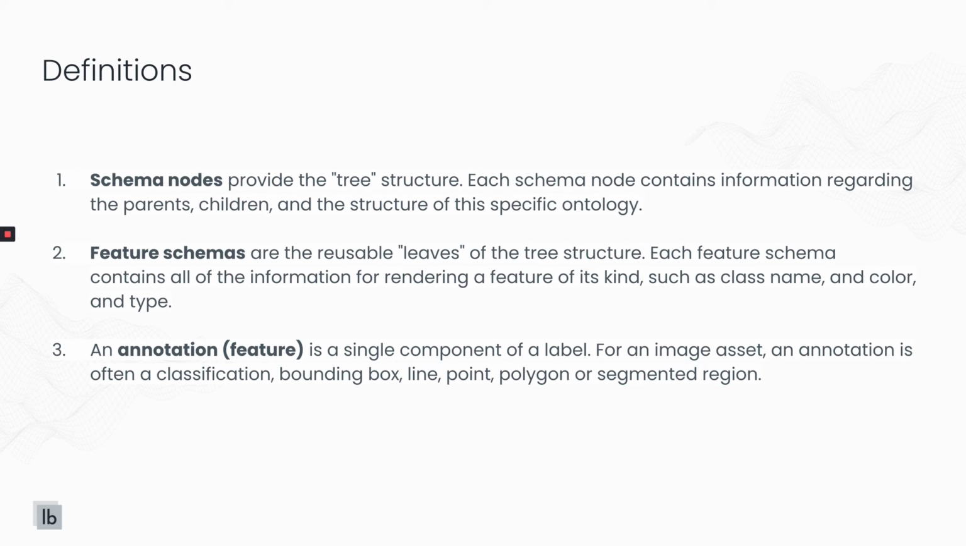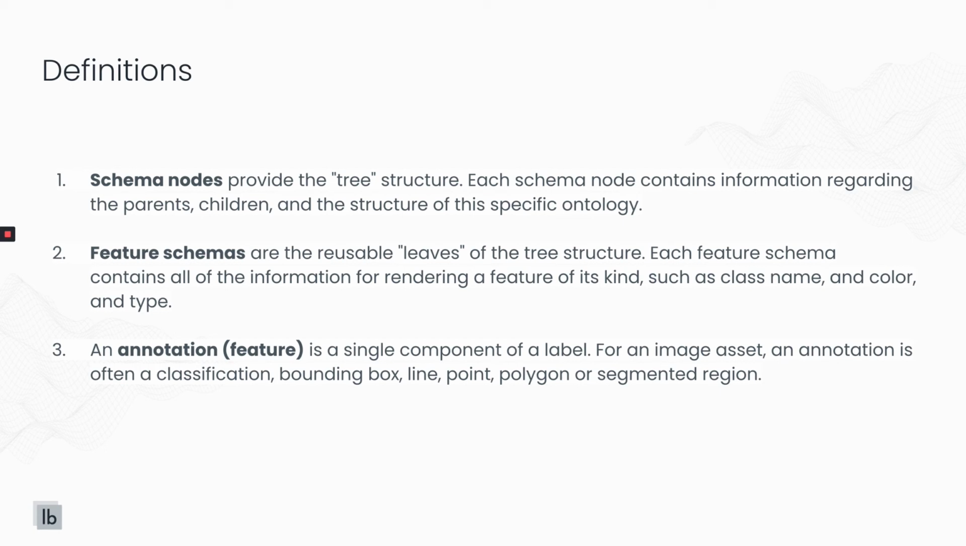Then there is feature schemas. Feature schemas are the reusable leaves of this tree structure. Each feature schema contains the information for rendering a feature of its kind, such as class name, color, and what type of feature or annotation it should create, such as bounding box, polygons, etc.